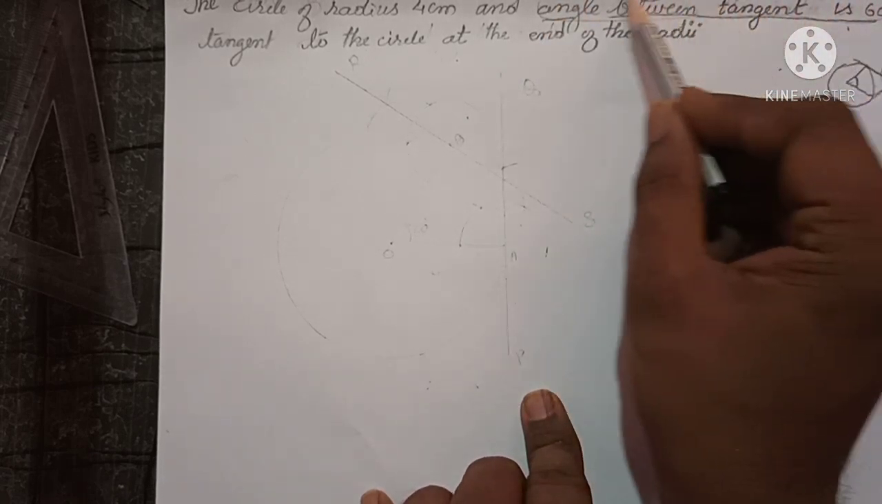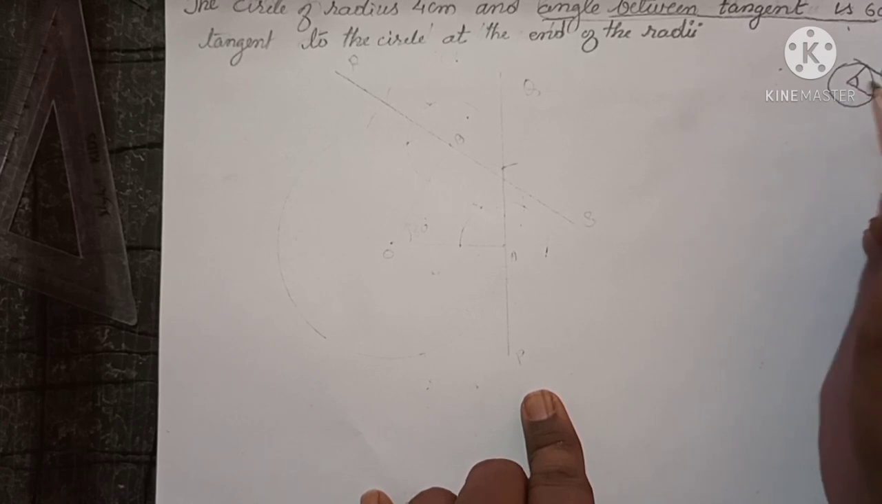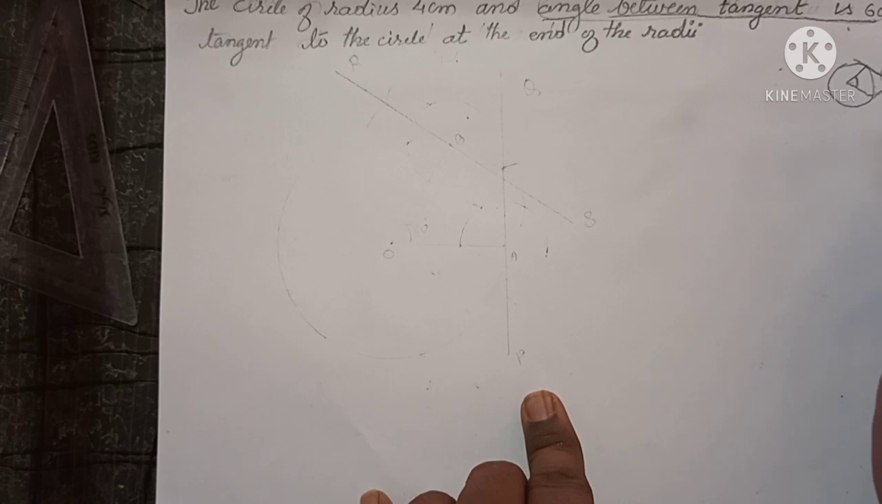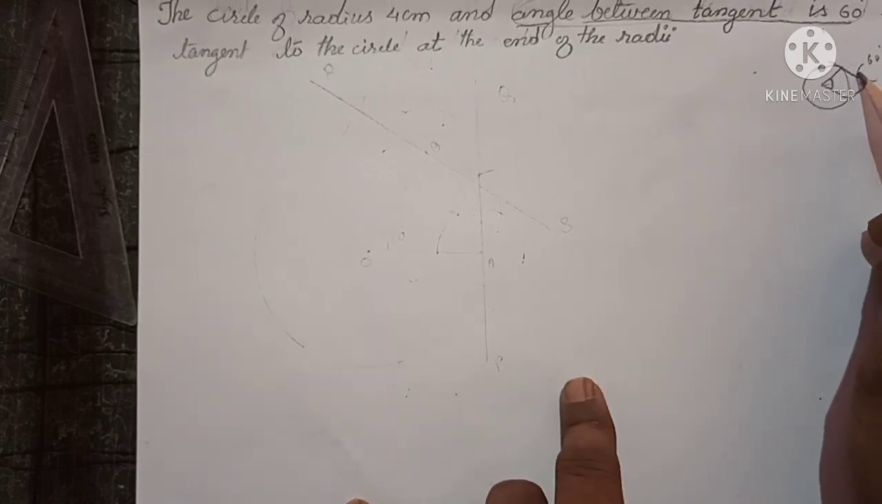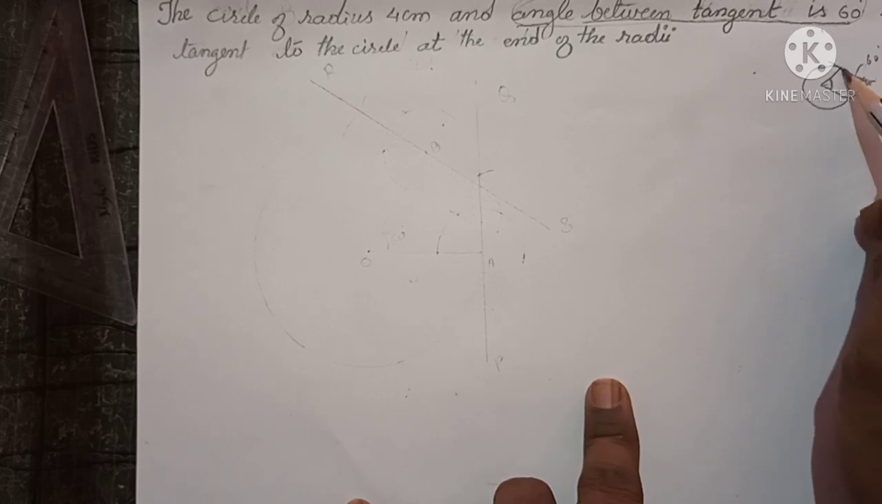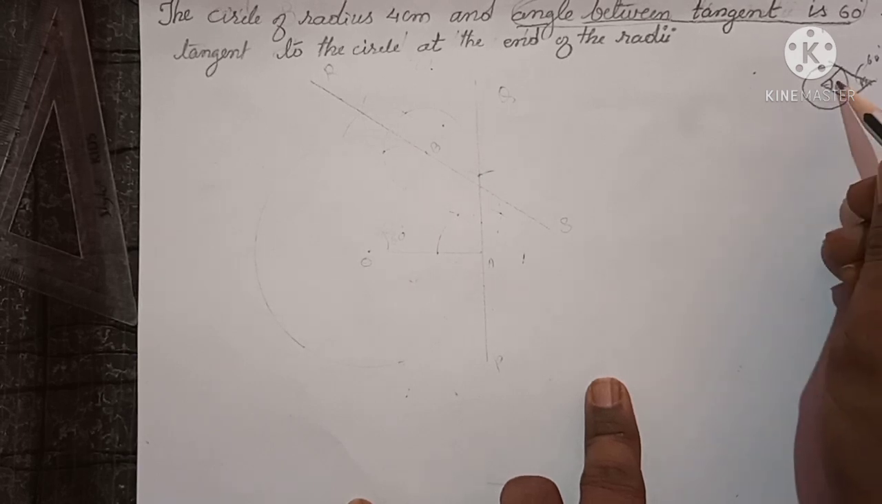If the angle between the tangents is 60 degrees, what does that mean? The angle between the radii and the angle between the tangents are inclined angles, and the sum of these angles becomes 180 degrees. Here the angle between the tangents is given, that is 60 degrees. They are not mentioning the radii; the angle between the radii is not given. Therefore we need the angle between the radii.